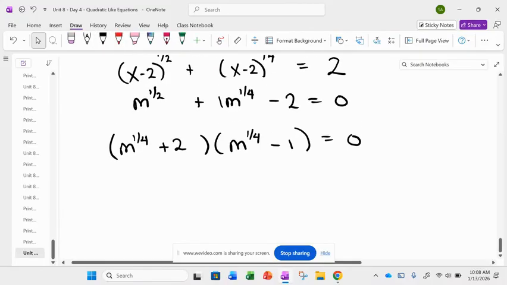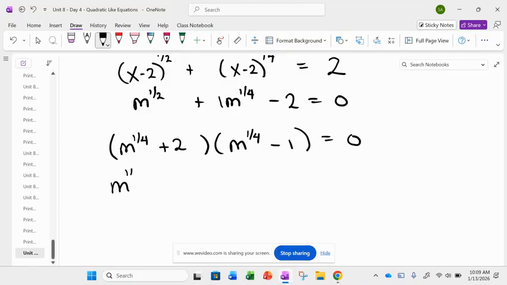All right, I'm going to sub back in right now. For this, we wouldn't really know how many solutions because of the 1/2 and the 1/4. It's not like x to the 8th, x to the 4th, where we know we need 8 solutions or 4 solutions. Now we're just trying to solve. So here I'm going to say m to the 1/4 equals -2 and m to the 1/4 equals +1. And now I'm going to sub back in.